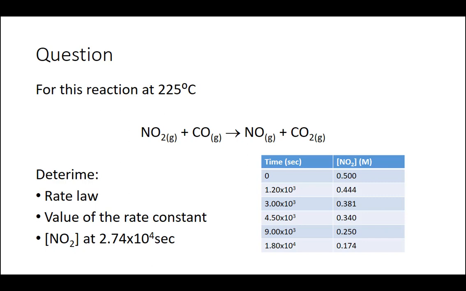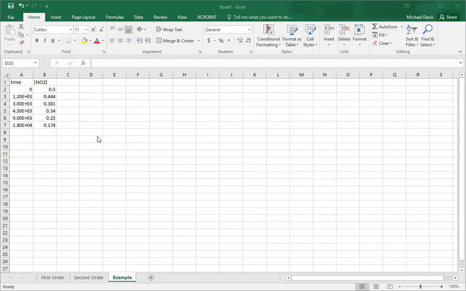And the information that I'm given here is this table off to the right. So I've got a list of times and the concentration at each one of those times. So the three questions here we can kind of break up into two chunks. The rate law we're going to have to find graphically. I'm going to use Excel to get the rate law, and in doing so, that's going to give me the value of the rate constant. So let's tackle that part first. Then we'll tackle the part about determining the concentration of NO2 after a certain amount of time has elapsed.